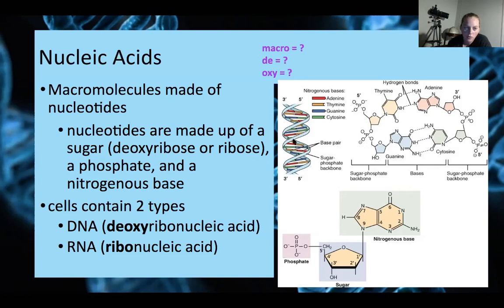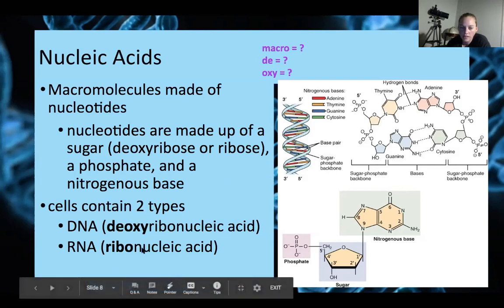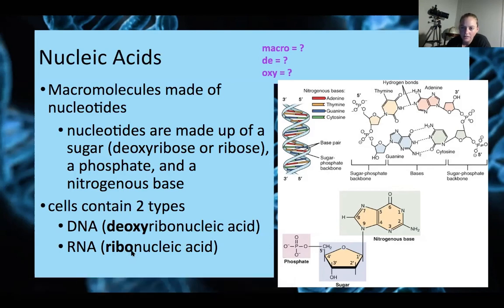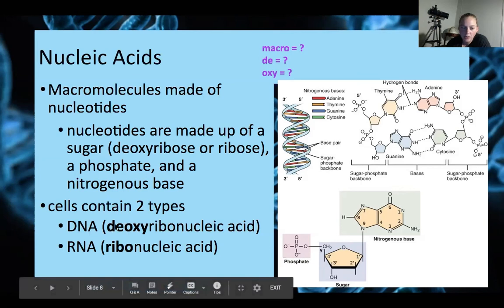There are 2 types of nucleic acids. We have DNA, which is deoxyribonucleic acid, and we have RNA, which is ribonucleic acid. And there are some differences between them. RNA does not use thymine. Instead, it's going to use uracil. And DNA is going to use a deoxyribose sugar, and RNA is going to use a ribose sugar for that nucleotide.